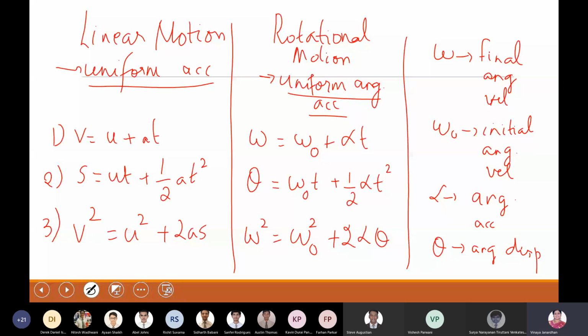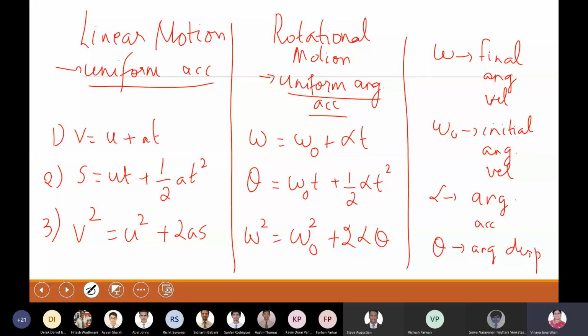Is that clear, boys? 11b, is that clear for you all? 11b? Yes, ma'am. Yes, ma'am. So now based on this, we'll solve numericals.